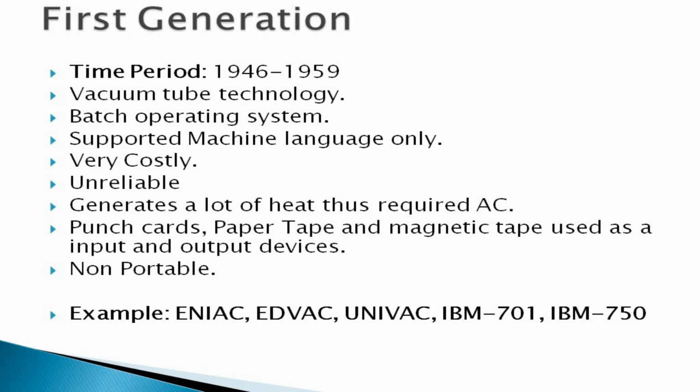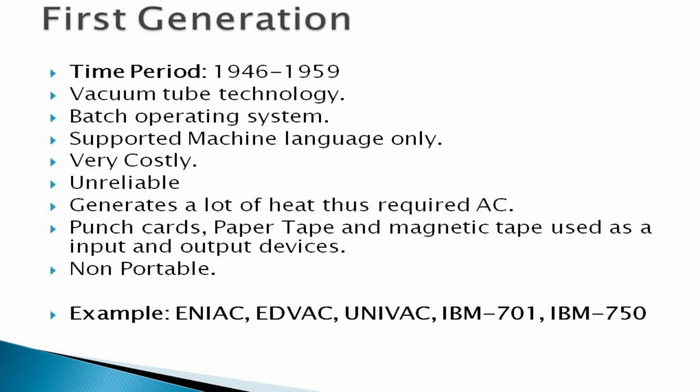So here we will talk about the first generation of the computer system. Its time period was from 1946 to 49, and it used the vacuum tube technology. All these points I have created in very short points so that it is easy to remember.